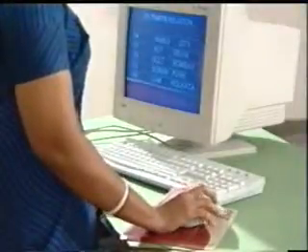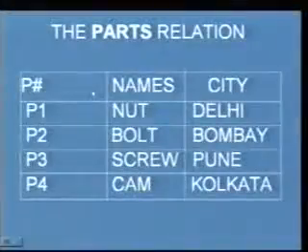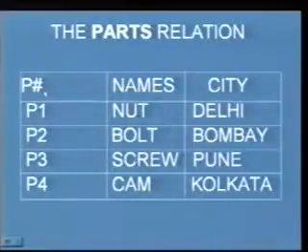Let us understand the concept of atomic values with this example. This is an example of parts relation. It consists of three attributes: part number, part names, and the city. All the values of part number, names and city are non-decomposable values. That means you cannot divide nor decompose these values further. That's why these values are known as atomic values.